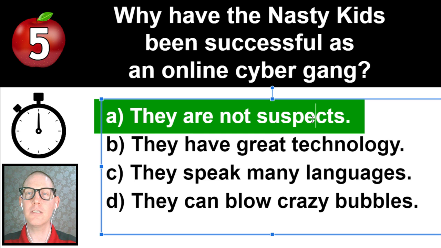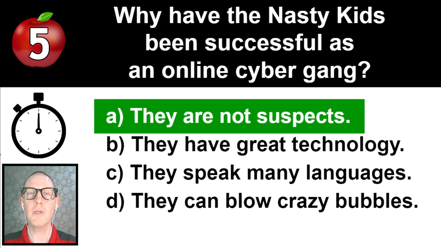So a suspect is someone that the police think has broken the law. They think that this person is a criminal, right? So in this situation, we have no information that the government or the police thinks that the nasty kids are criminals. All right, so they are not suspects.